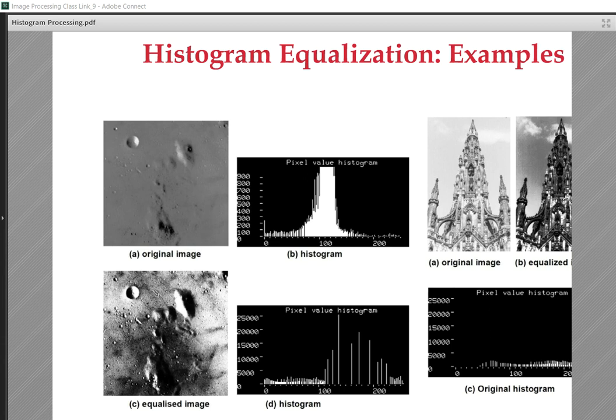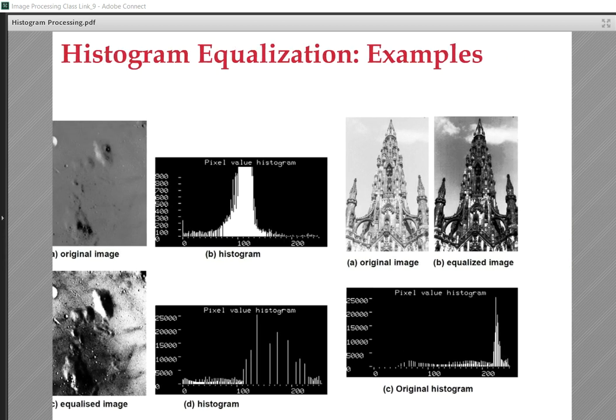Go to the next slide for another example. Here is an image from the surface of the moon, maybe, and this is the resultant, equalized image. This image is much better and has more information in it compared to the original one.